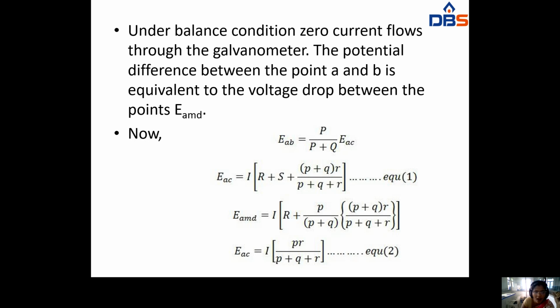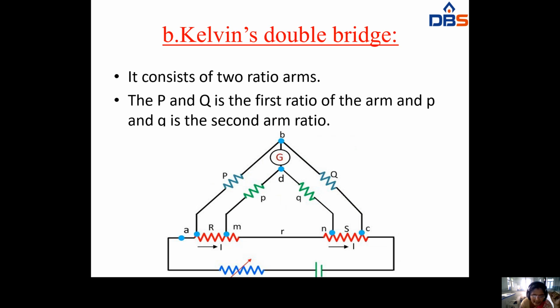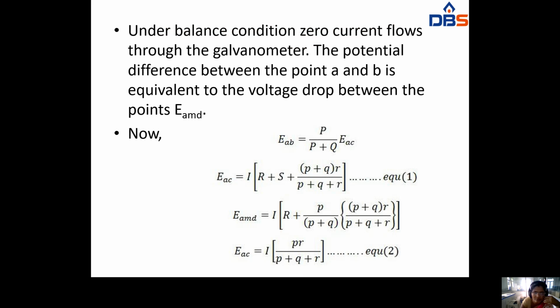See, how you can get this one: EAC is equal to I into R plus S plus P plus Q into R divided by P plus Q plus R. So EAMD is nothing but, here you have the two parallel combination of P plus Q and R value. So in between EAMD, at that time you have to write.